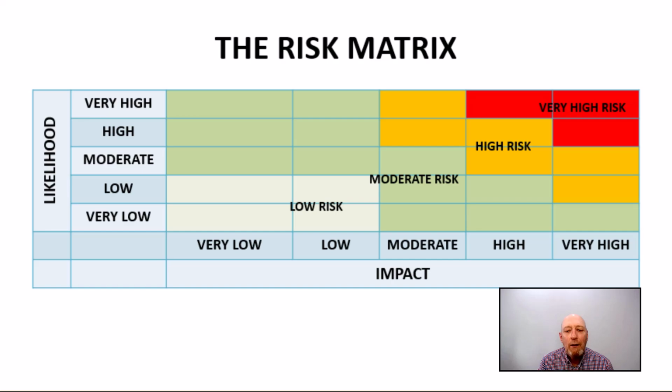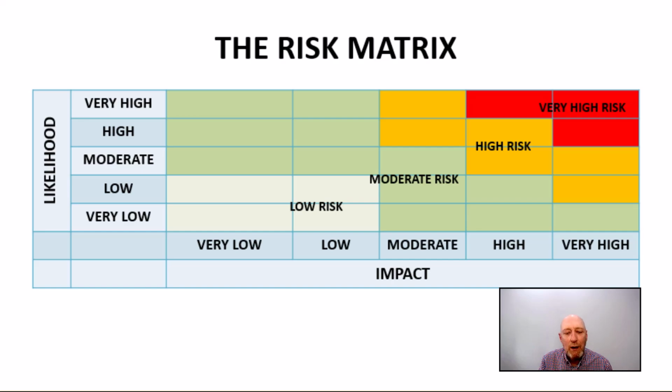Let's return then to the risk matrix and the categorization of risks. We've said that the risk matrix is a visual tool. It combines the likelihood and the impact assessments to categorize risks into different levels of significance. This will help us for further analysis and for response planning.